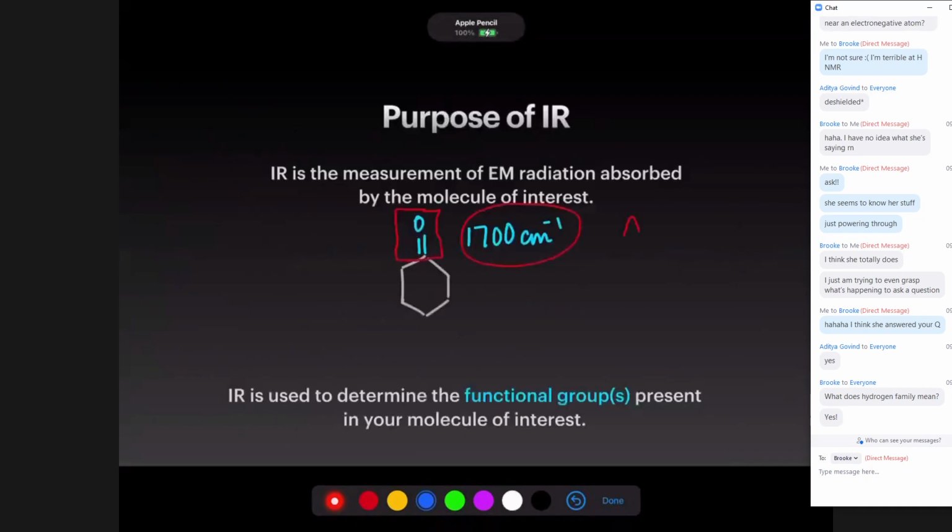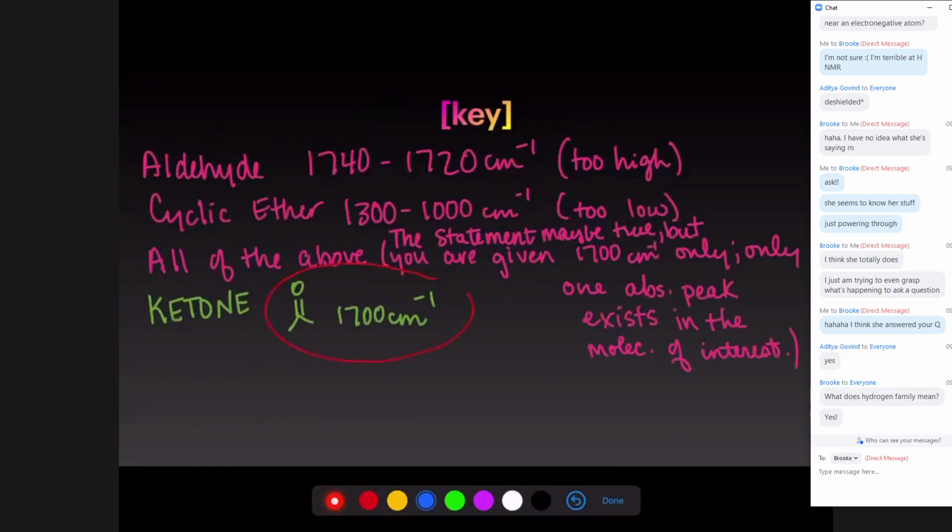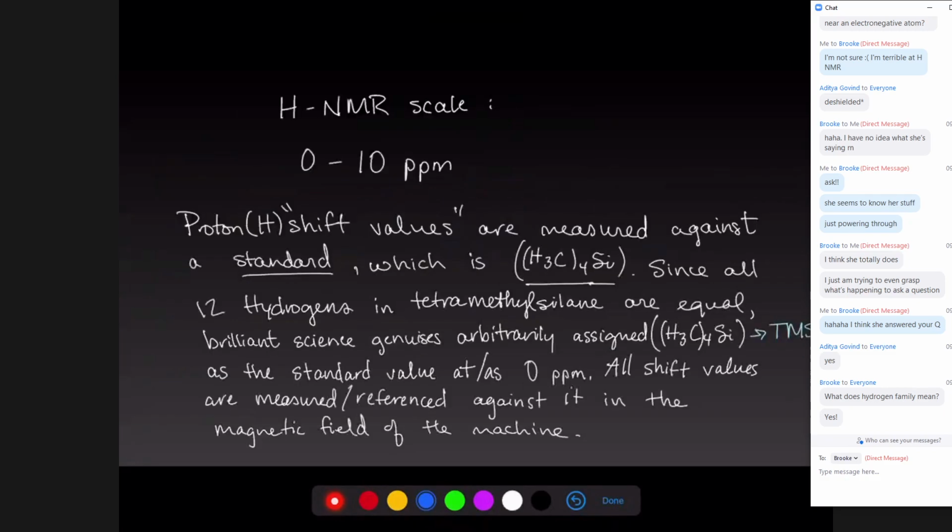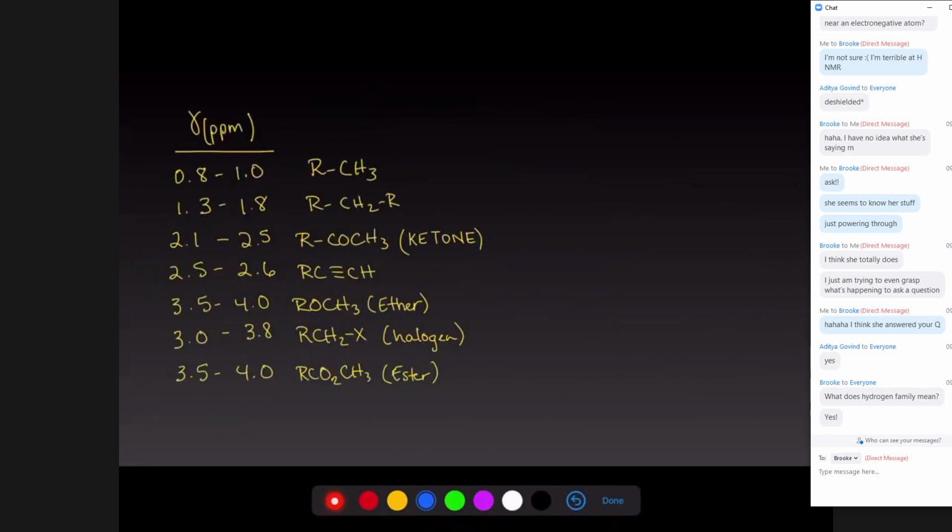Yes, perfect. Thank you. I'm glad that is good to go. So let's go back over here.